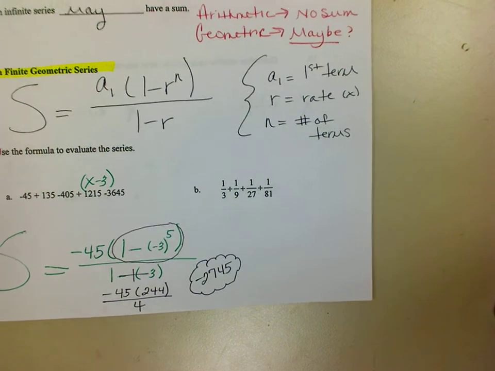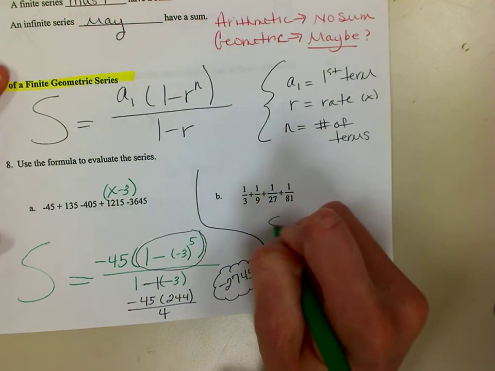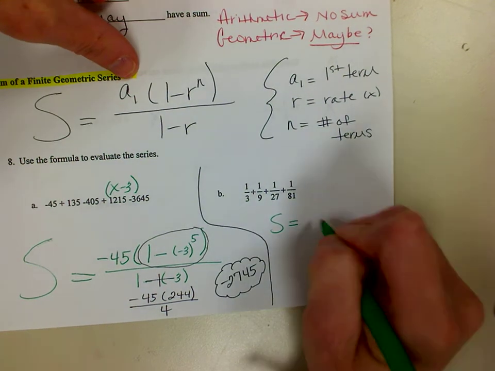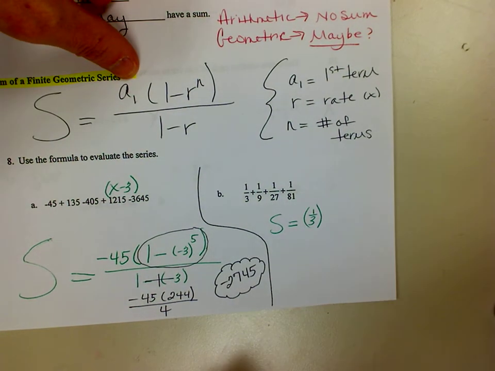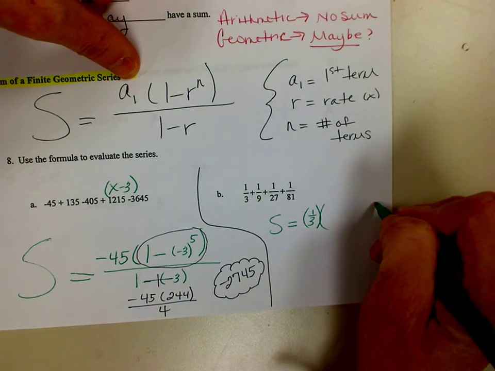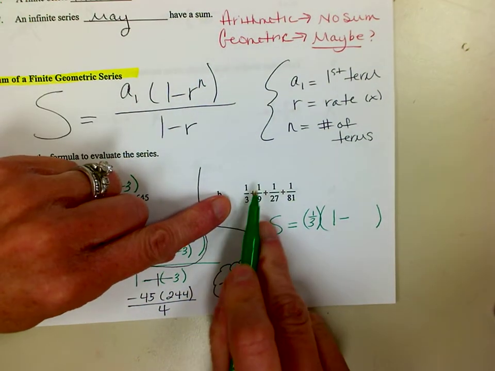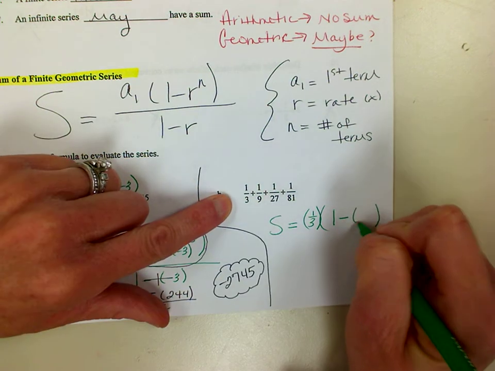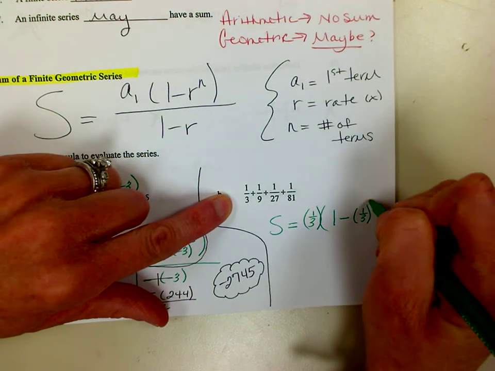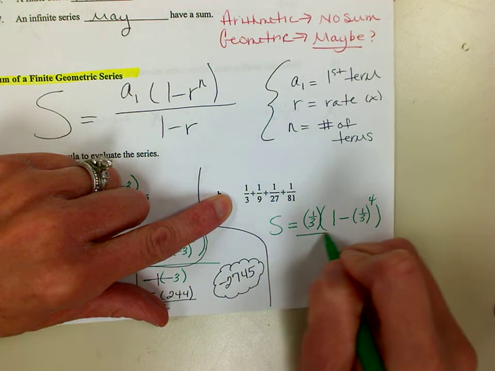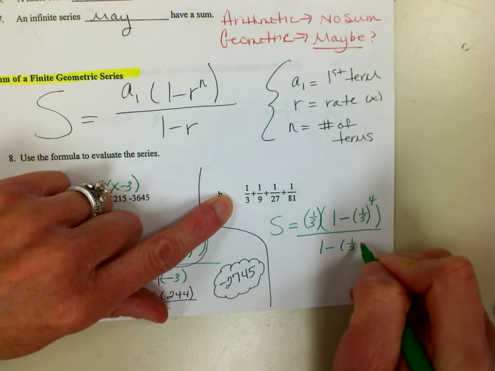Okay, moving on to B. We're going to take our first term, which is 1/3. Whenever you have a fraction or a negative, you want to put it in parentheses. And then 1 minus, let's find the rate. Looks like we're multiplying by 1/3. Got to put that in parentheses as well, because again, it's a fraction, and I have 4 terms. And then the denominator is 1 minus the rate.